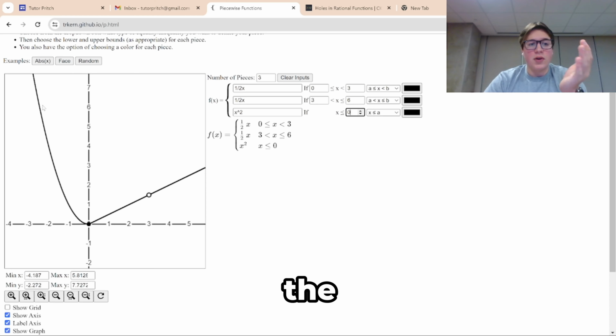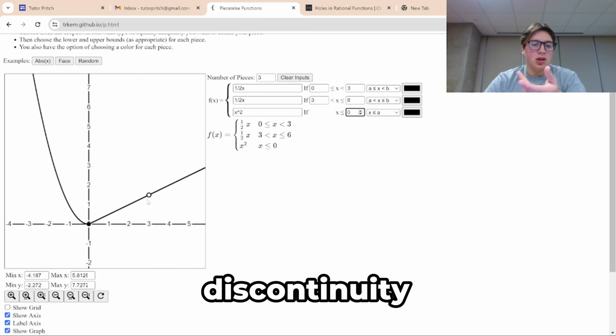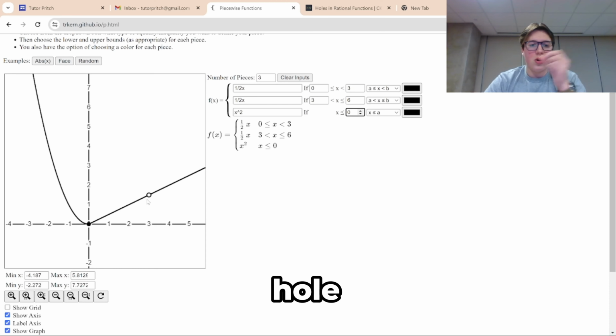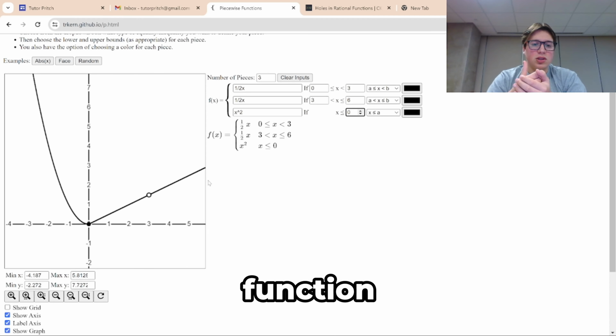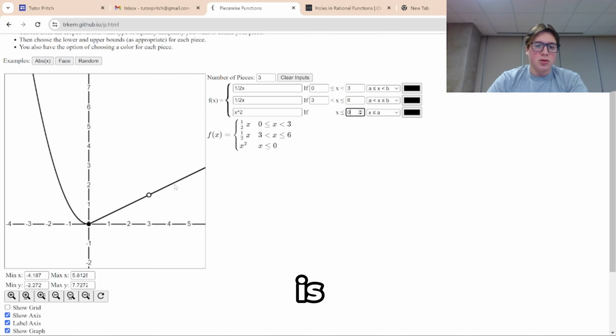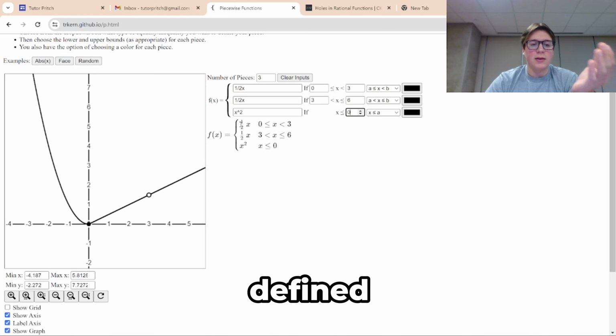So we can see that the function is defined from all the way over here to the point 0, all the way up until the point 3. We have a discontinuity, a little hole, as you guys may know, and then the function just keeps going from there. Technically, we can't say that the function at 3 is equal to 3 over 2 because it's not defined.